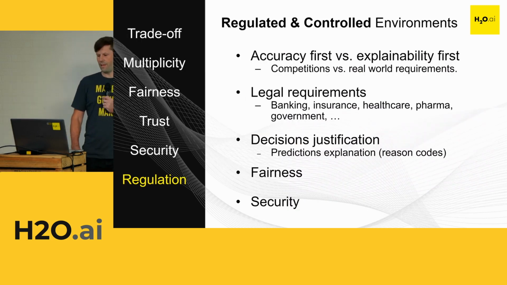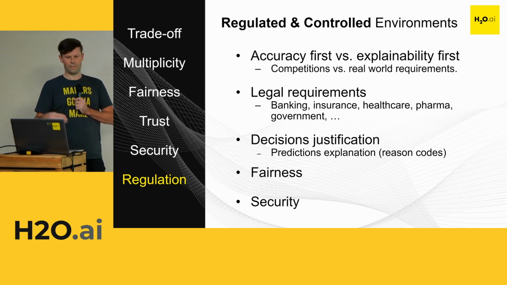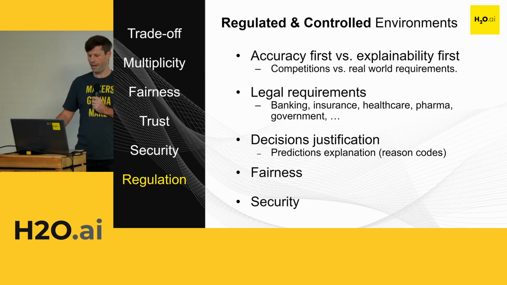Regulated and controlled environments, that's pretty straightforward: banking, insurance, healthcare, pharma, and government. There are legal requirements on the models. For instance, earlier I mentioned fairness and discriminatory models, or there are legal requirements on specific metrics, or requirements on the justification of decisions made by the models. So, in that case, again, explainability may help, or this is actually a condition to put the model into production.